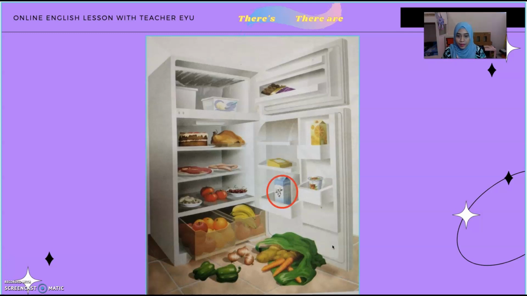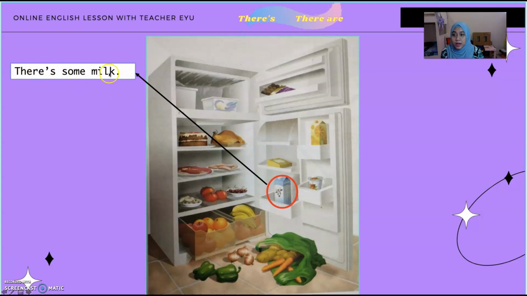Alright. Okay, this is the first food. This is milk. So, is it countable or uncountable? Milk is uncountable. So, we use there's. There's some milk. Okay, milk ni uncountable. Tak boleh kira. So, kita guna there's.